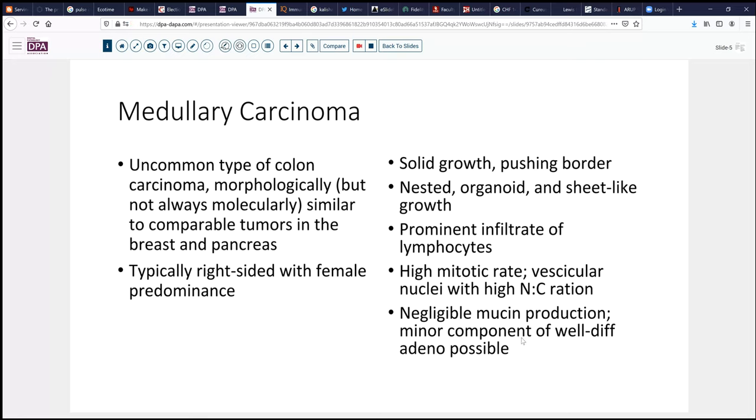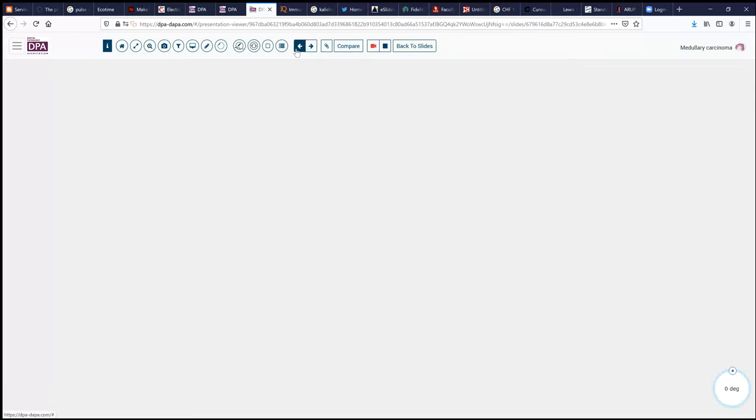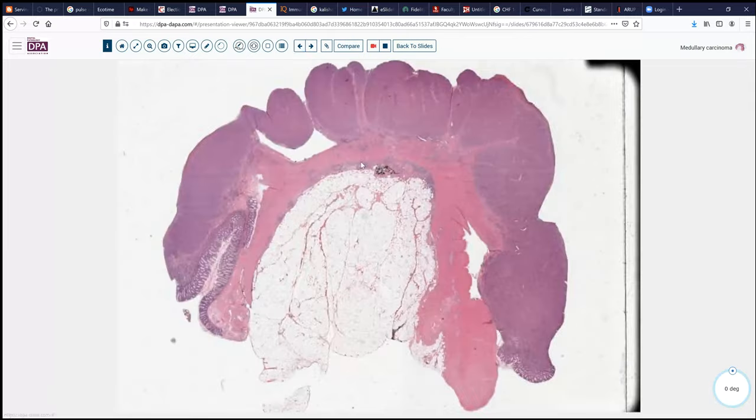There may be a minor component of well-differentiated adenocarcinoma, certainly less than 20%, as certain mixed carcinomas can have areas of medullary type differentiation, especially in patients who have microsatellite instability. We'll take another look at another similar kind of case.